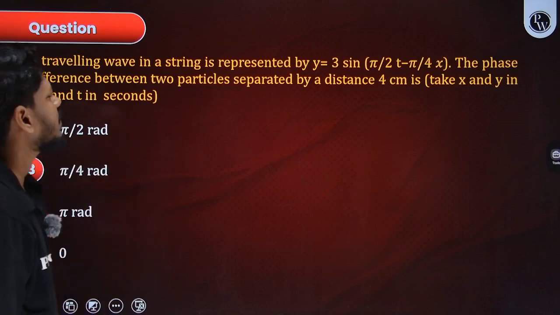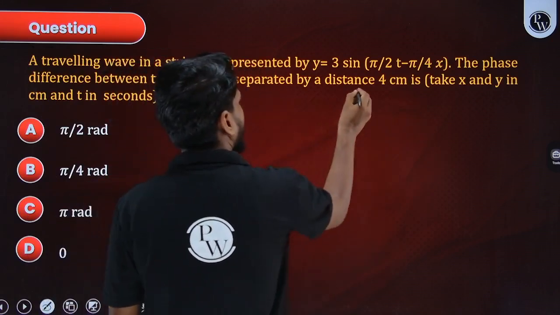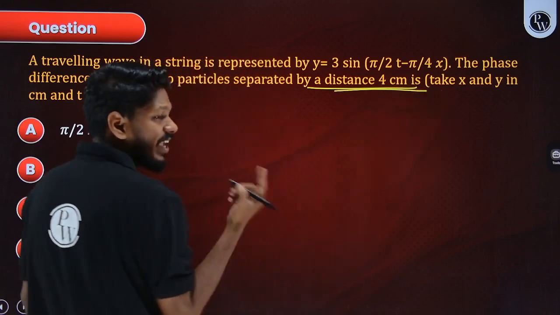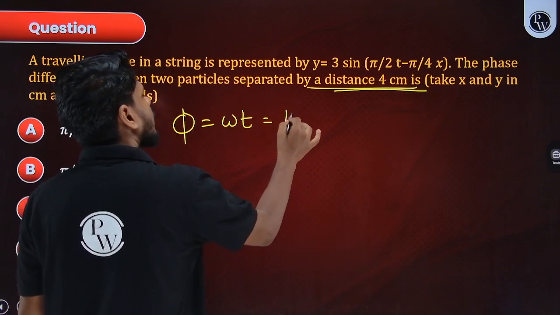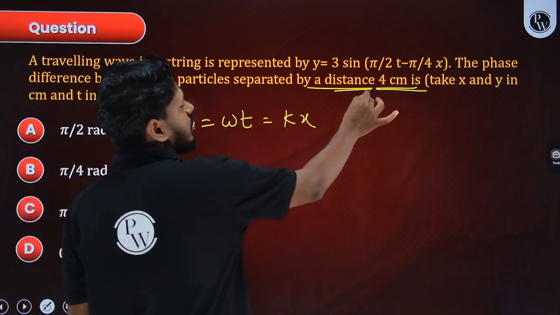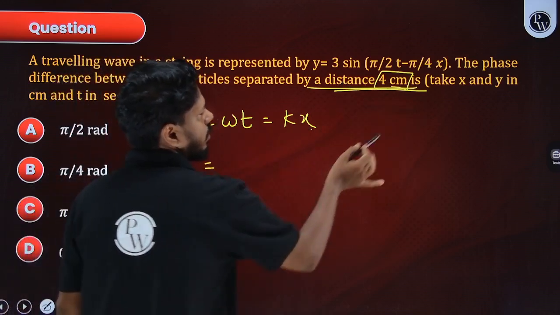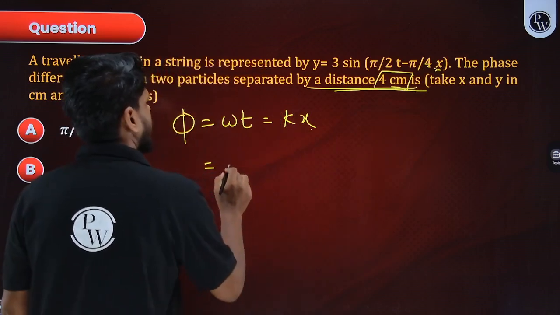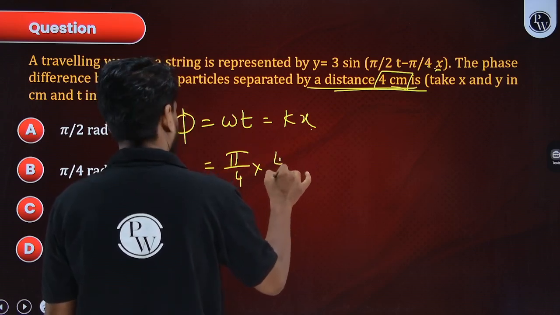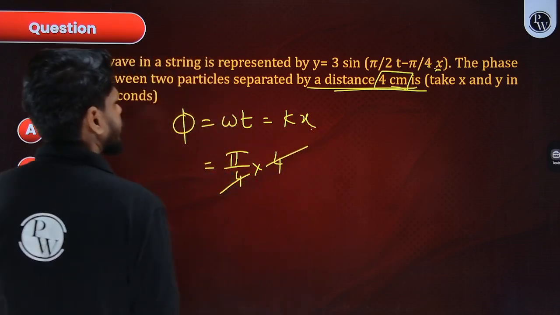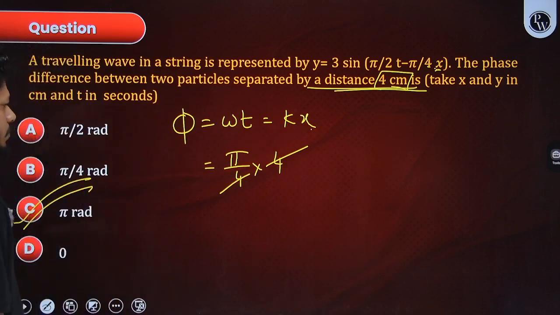A traveling wave in a string is represented by this equation. The phase difference between the 2 points of the particle by force. They are asking me phase difference. So phase difference can be written as omega t or kx. But here they have mentioned only the distance, so I am going to use this formula. What is my k? Anything which is in front of x is called k. Pi by 4, and this value is 4 centimeter. If I cancel them out, I will be getting pi radian. Okay.